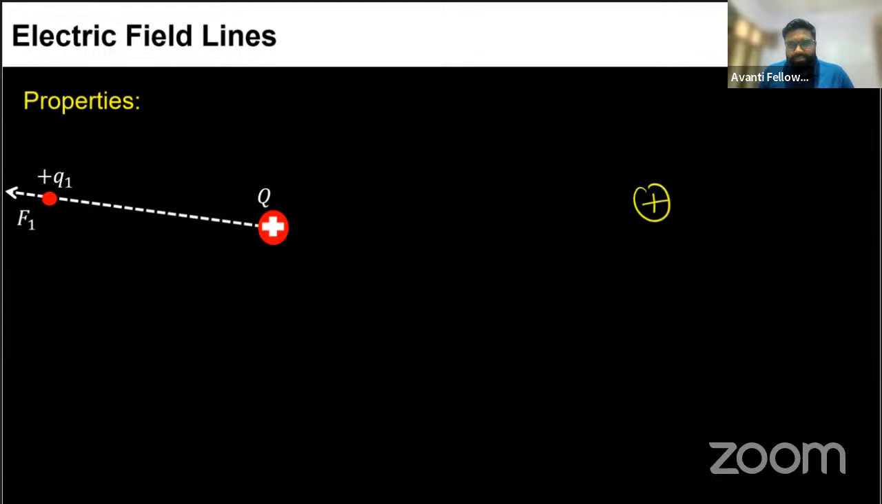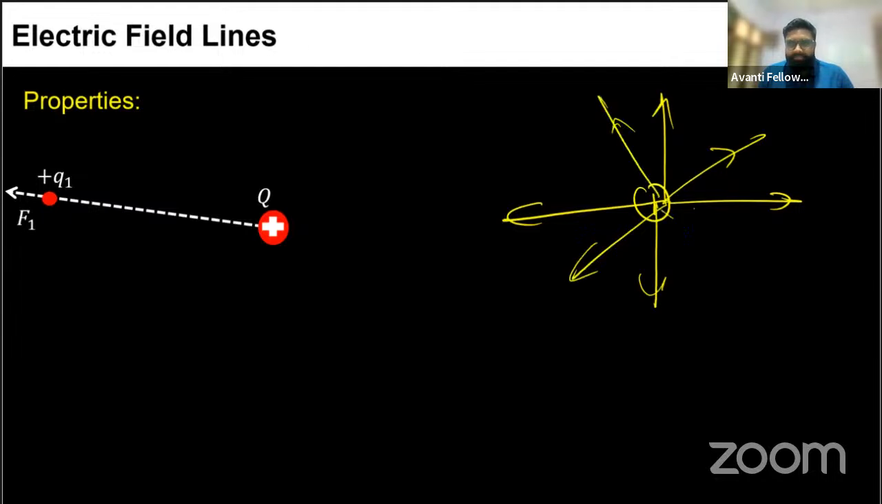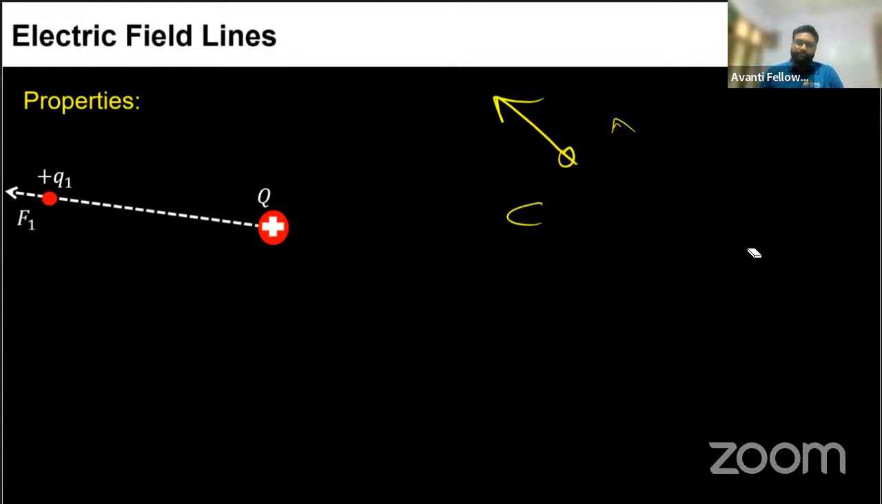Now the properties. In the properties, first of all we already know that from a positive charge the electric field is radially away. So we can consider now this is positive charge. So radially outward will be like this. Suppose a charge is present here, another charge. So what is the direction? Radially outward if it is positive. If it is negative, radially inward. Okay?